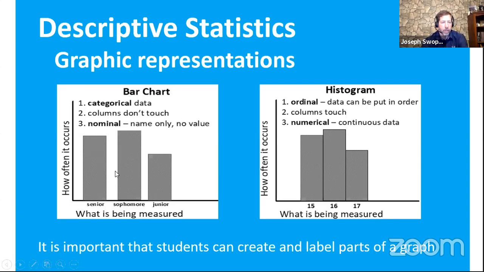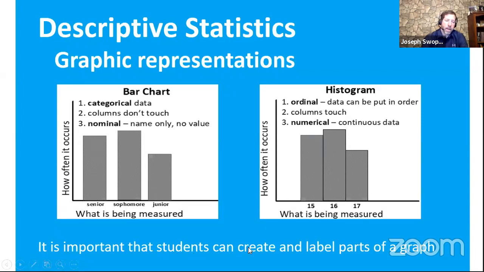Bar charts, they don't touch. Histogram, ordinal. Think this through. You can put the data in order. Why? Because they're numbers: height, weight, GPA, income, those kinds of things. The columns touch. Similarly to histogram and bar chart, the independent variable is on the x-axis, the dependent variable is on the y-axis.